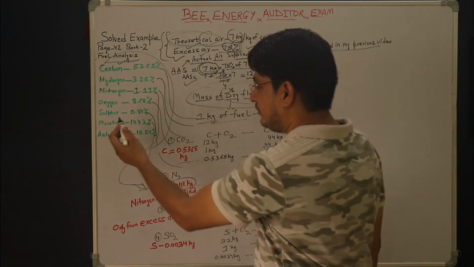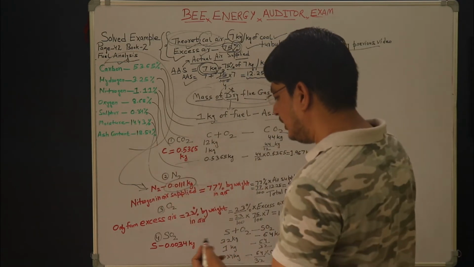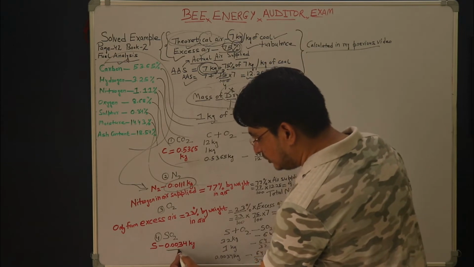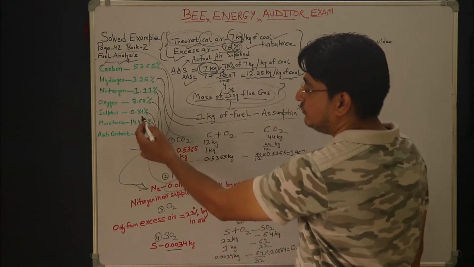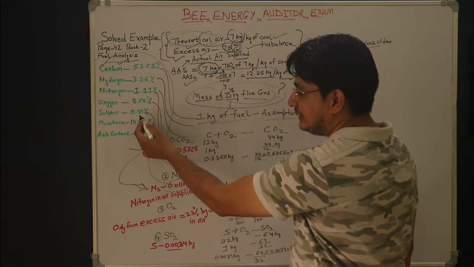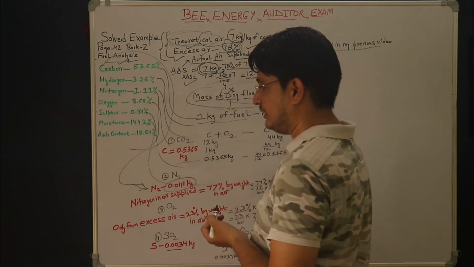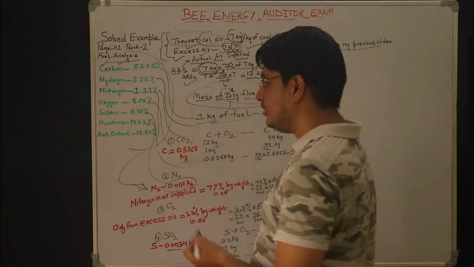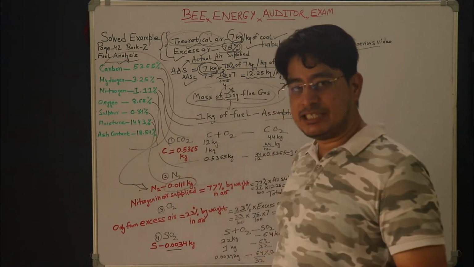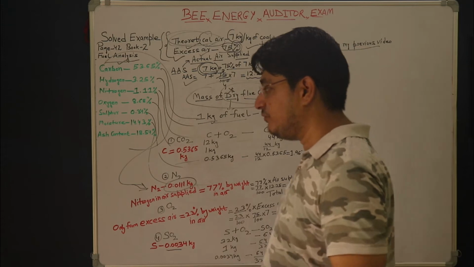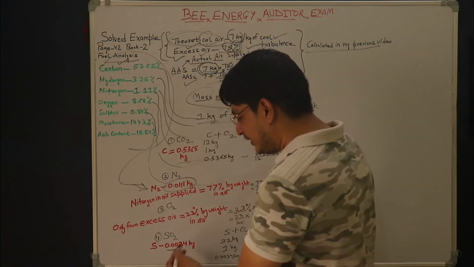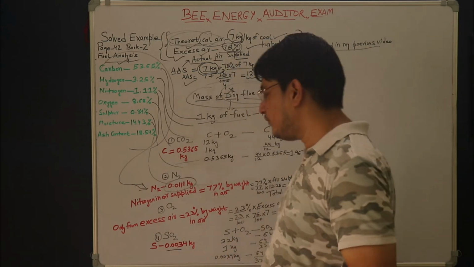So the amount of sulfur which is present in 1 kg of fuel will be 0.0034 kg. From here you can easily see that the amount of sulfur in fuel is 0.34%. That is, in 100 kg of fuel, 0.34 kg of sulfur is present. So accordingly, in 1 kg of fuel, I will be having 0.0034 kg of sulfur.